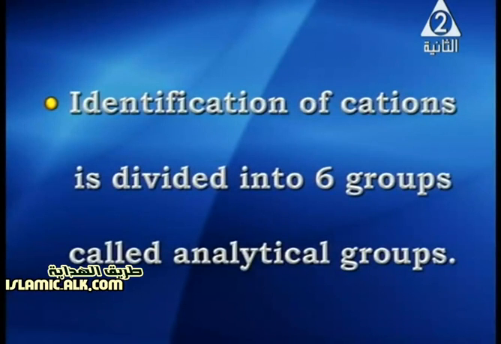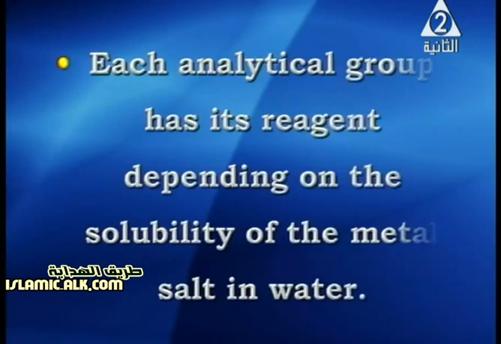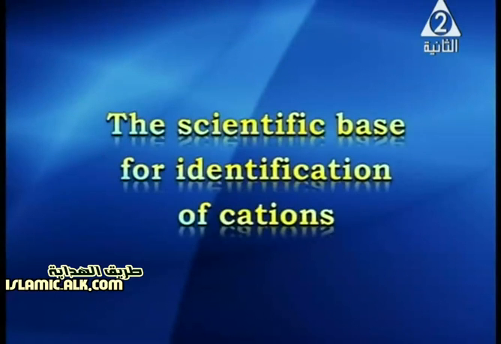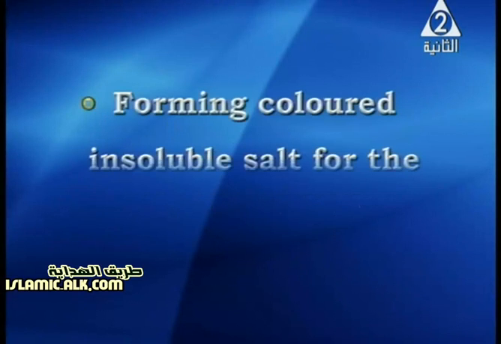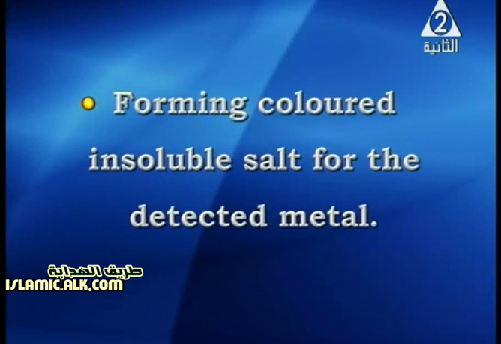Now, my dear students, the identification of cations is divided into 6 groups called analytical groups. Each analytical group has its reagent depending on the solubility of the metal salt in water. So, the scientific base for identification of cations is forming a colored insoluble salt for the detected metal.